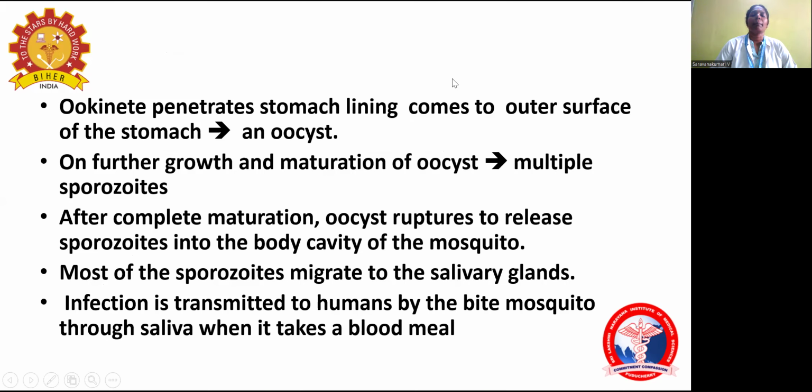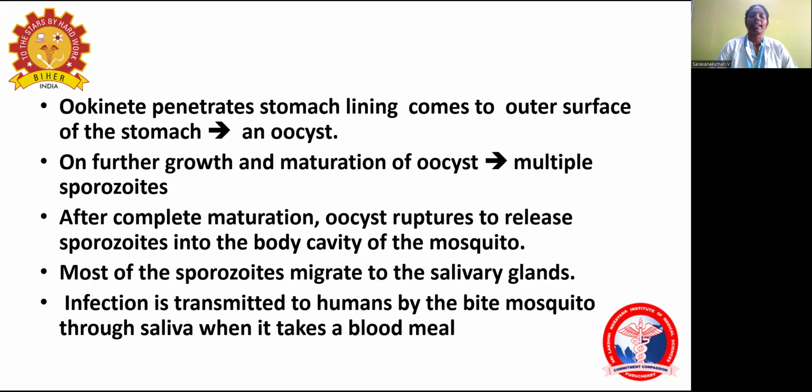These ookinetes will penetrate the stomach lining, come outwards to the stomach, and produce an oocyst. With further growth and maturation of the oocyst, multiple sporozoites are formed. After complete maturation, the oocyst ruptures and the sporozoites enter into the circulation. Most of the sporozoites will migrate to the salivary glands, and they will be there in the saliva of the mosquito. And the infection will be transmitted to the human by the bite of the mosquito.